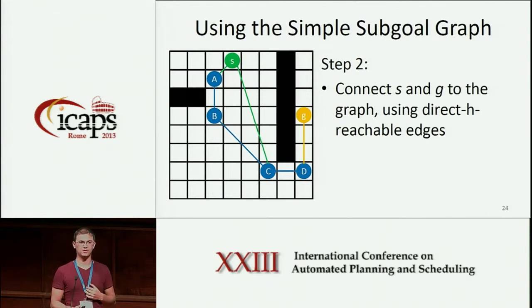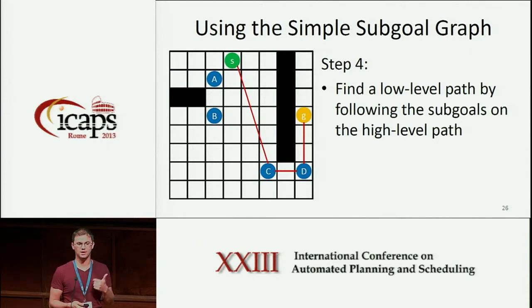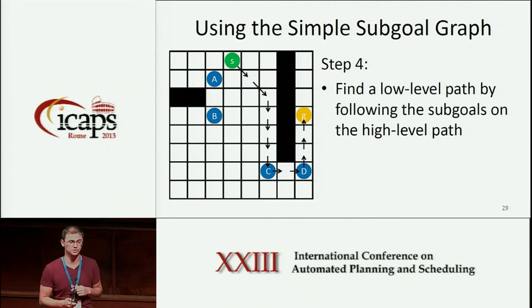Next, if we couldn't find a quick path between them, we connect start and goal to the graph by using direct H-reachable edges. And then we search over the graph to find the shortest path on this graph. This is the high-level path, and then we find the low-level path by following this high-level path, following the subgoals on this high-level path.